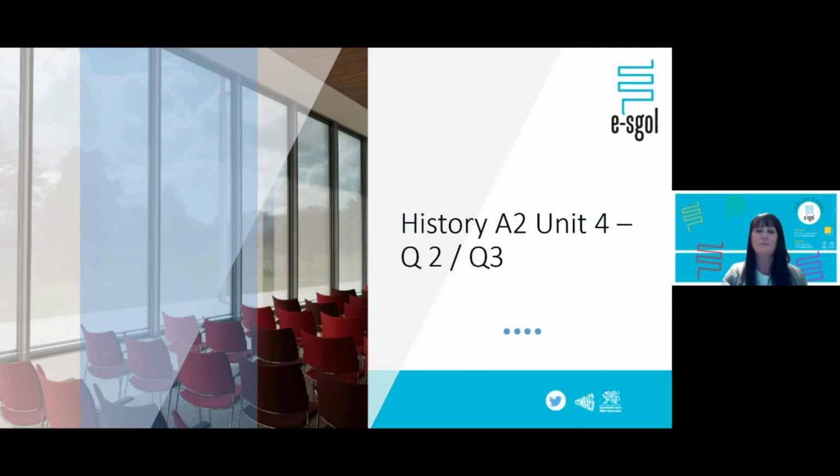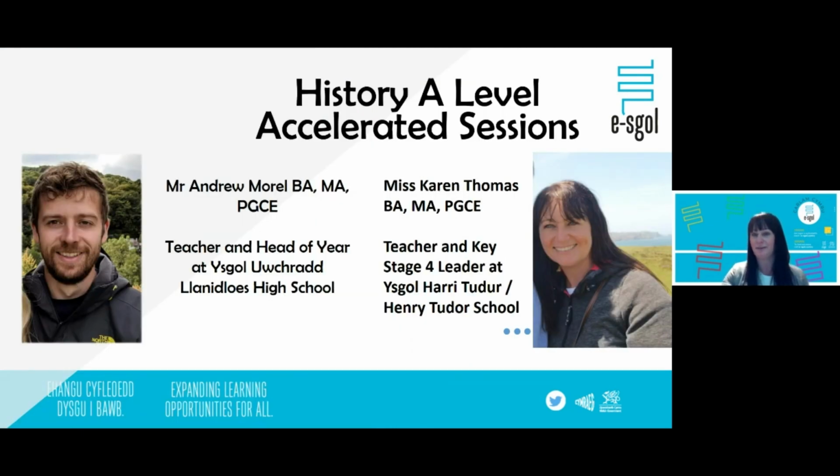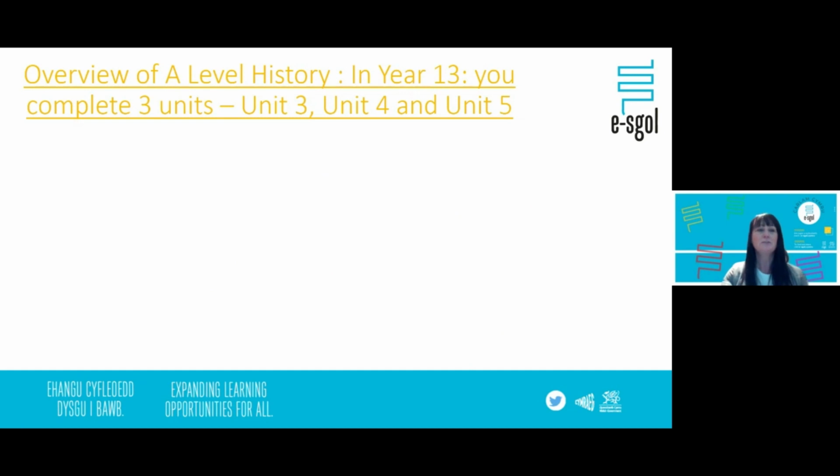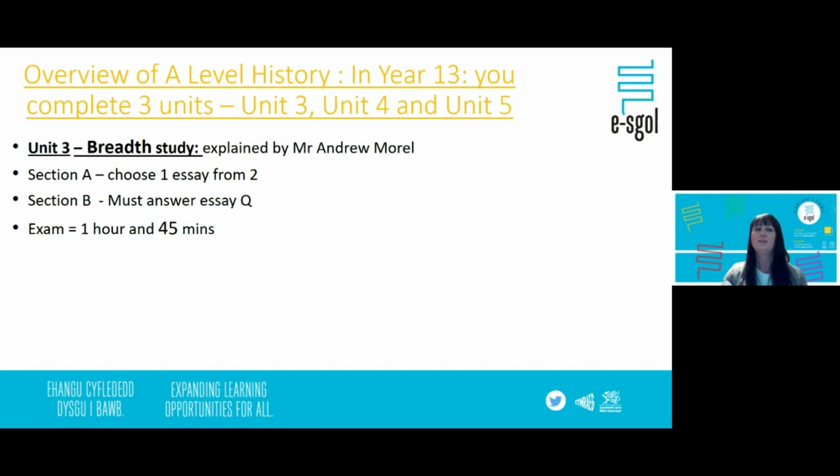I'm Karen Thomas. I'm going to be taking the session this evening, and Andrew Morell will be doing the last two sessions over the course of the next 2 Thursdays. So to begin with, I'm going to give a little overview of the A-level history course. In year 13, you complete 3 units: unit 3, unit 4 and unit 5. Unit 3 is the breadth study, and that is what Andrew Morell will be going through with you.